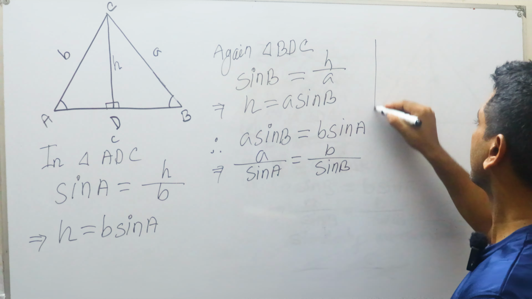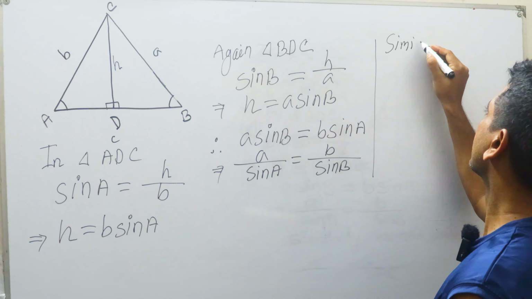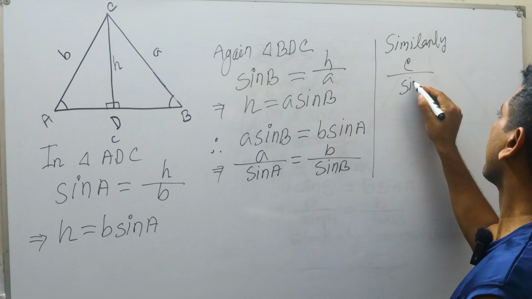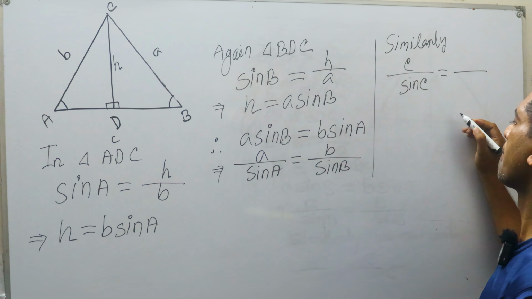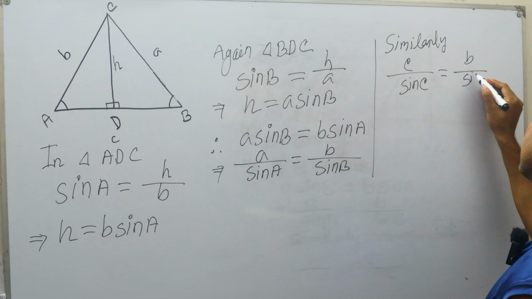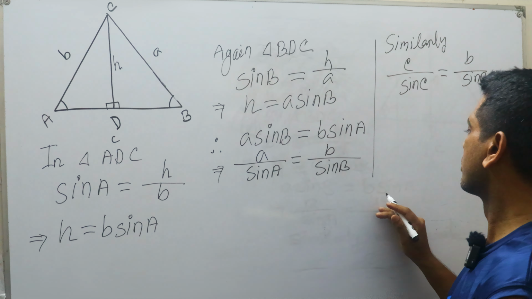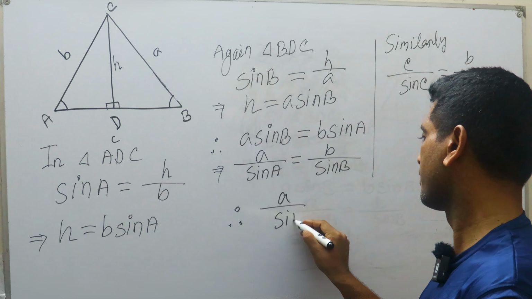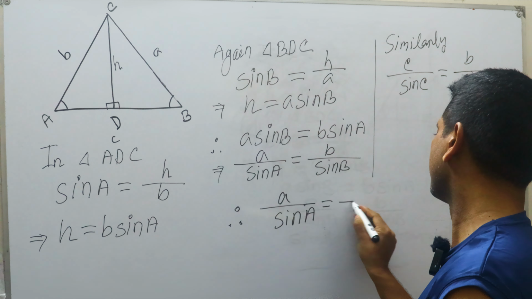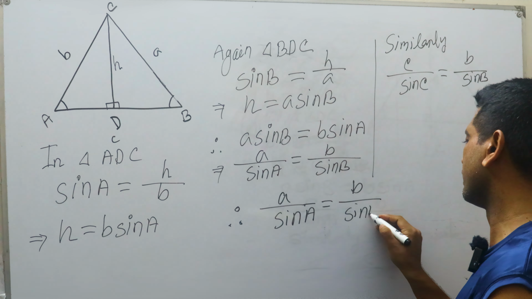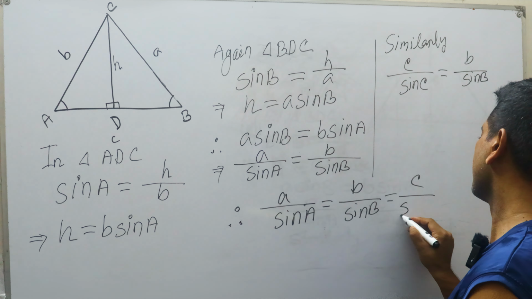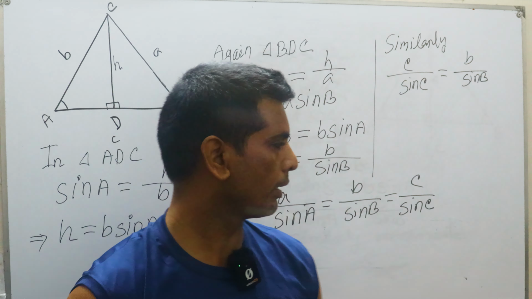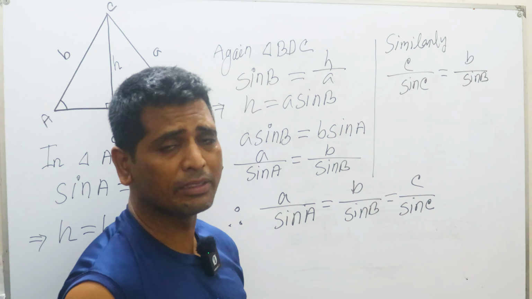Similarly, we can write c by sin C equals b by sin B. So, a by sin A equals b by sin B equals c by sin C. This is our sine rule in a triangle, and it's very simple.